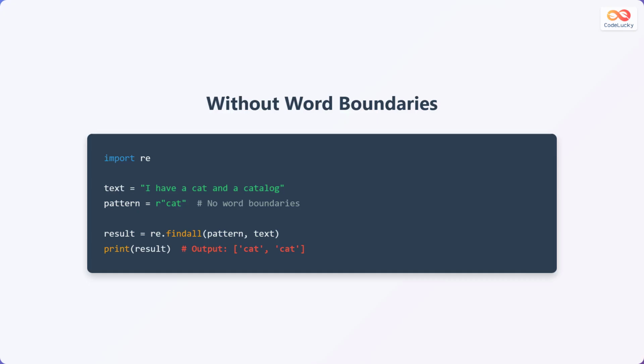Let's see what happens if we don't use word boundaries. We import the re module. Then we define a text string that says, "I have a cat in a catalog." This time, the pattern is simply cat, without any word boundaries. When we run re.findall, the output is a list containing cat twice, because it finds cat both as a standalone word and as part of the word catalog. This demonstrates the importance of using word boundaries when you need to match whole words only.